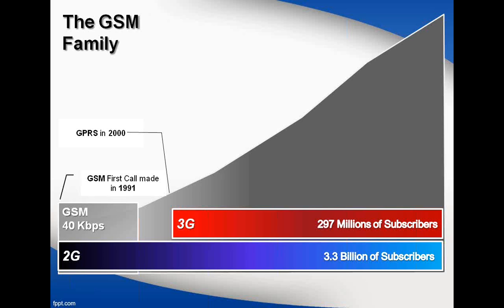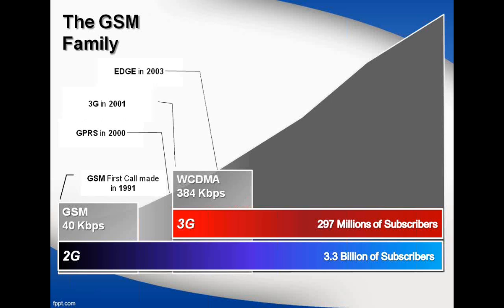Then you have 3G. For 3G, the estimation is around 297 million subscribers as of now, and it uses the WCDMA access method with 384 kbps. And Edge was in 2003. Edge is nothing but enhanced data rates. When we talk about Edge, we could say it is not completely 3G, but it could be 2.75G, because only when it is completely into UMTS and LTE will we be able to say that it is a complete 3G, 4G network.